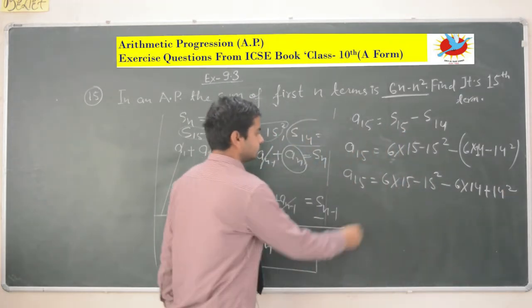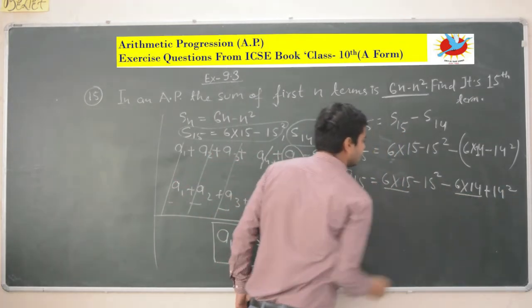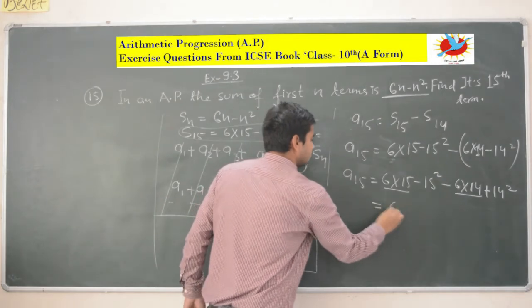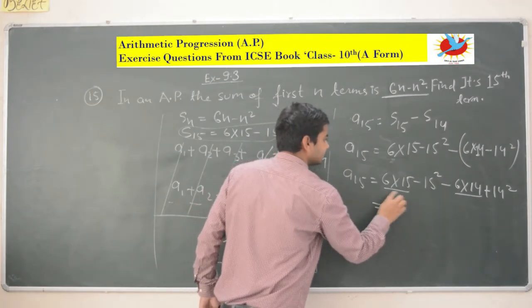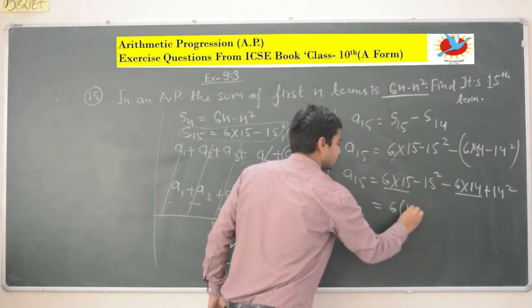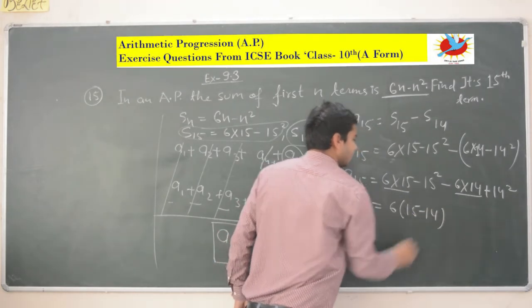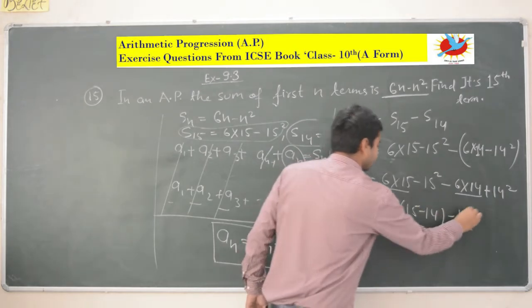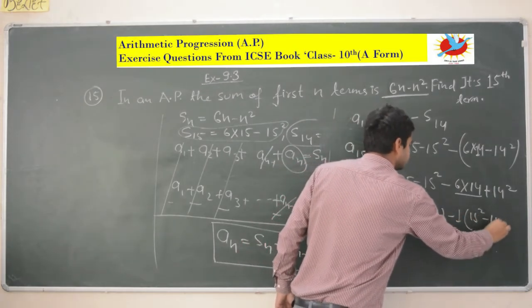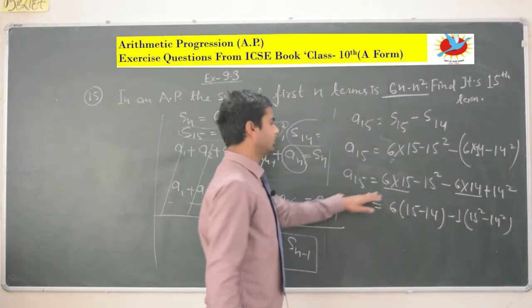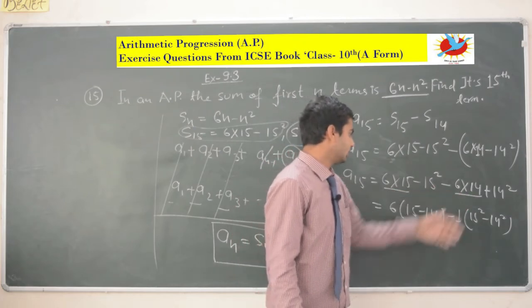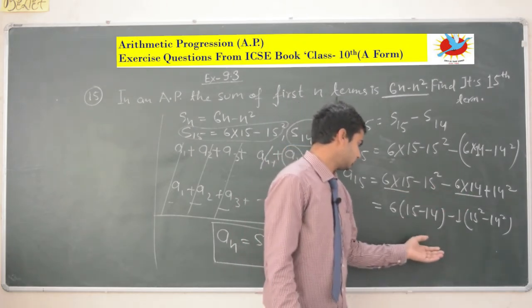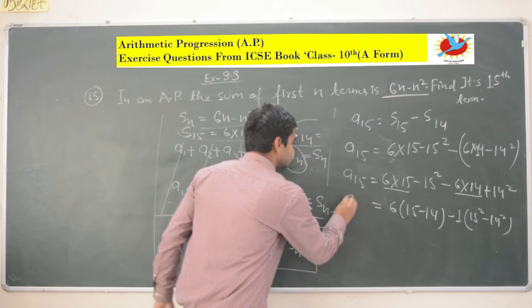Now take 6 common from the terms 6 into 15 and 6 into 14, so it becomes 15 minus 14, and take minus 1 as common, so here we will get 15 square minus 14 square. Or you can simply multiply these numbers and do the calculation. I am just doing a little easier calculation.